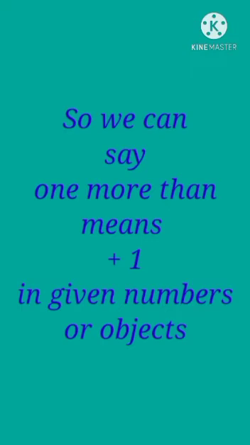Now look at some examples. There are 3 birds in the sky and one more bird comes to join them. Now, how many birds are in the sky? Yes, there are 4 birds in the sky. So we can say that one more than number 3 is number 4. What do we have to do? Yes, we have to add 1 to number 3.